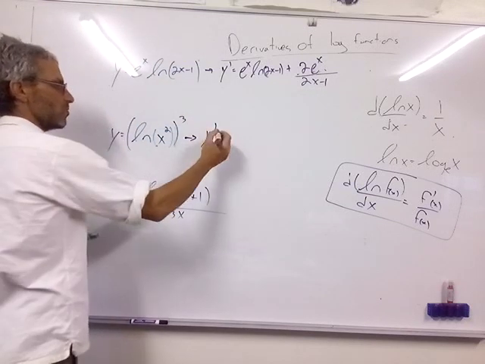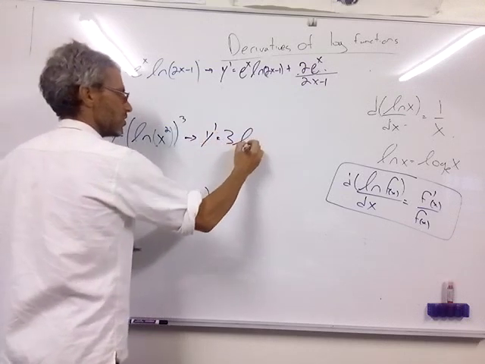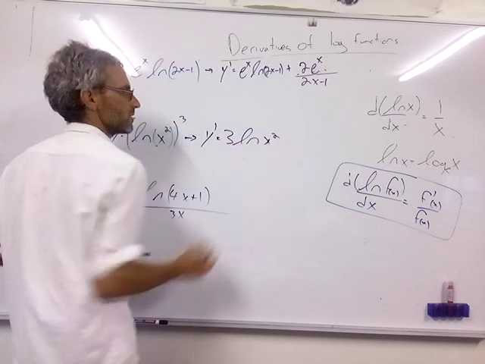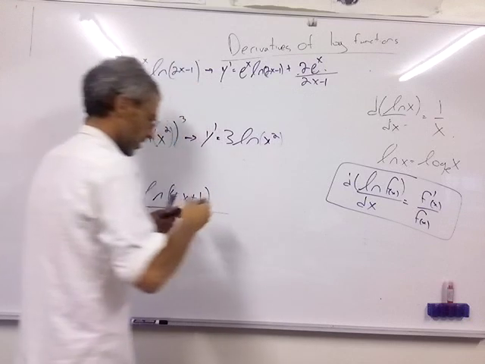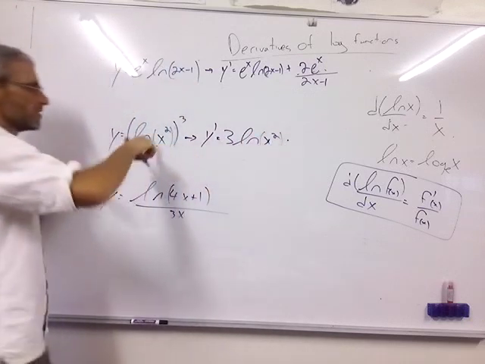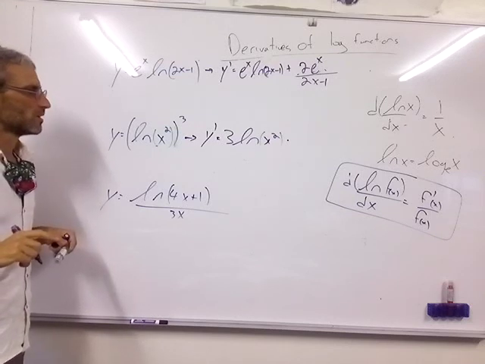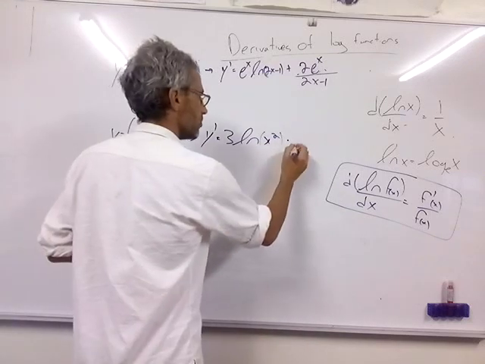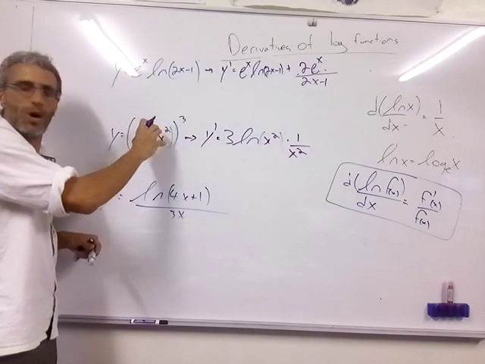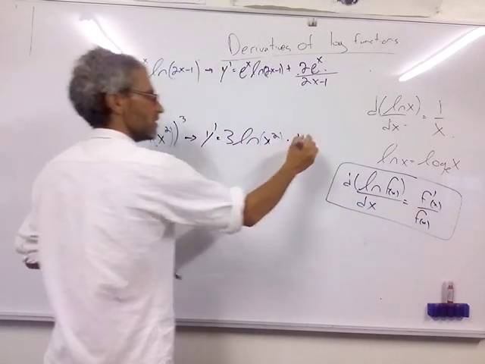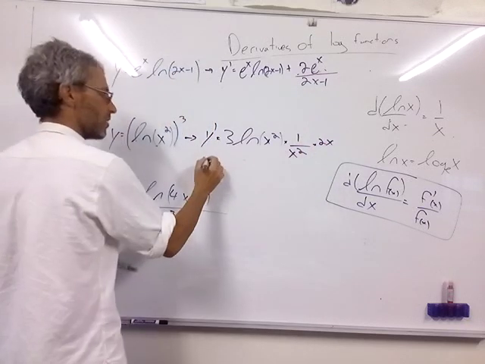So what happens to that cube? It becomes 3 (log x squared) squared. And then I need to multiply, and again I'll put green brackets, times the derivative of this function, the log of x squared. So what happens to the log of x squared? 1 over x squared, correct? Times the derivative of the middle one, which is 2x.